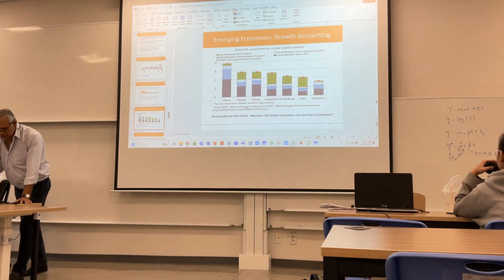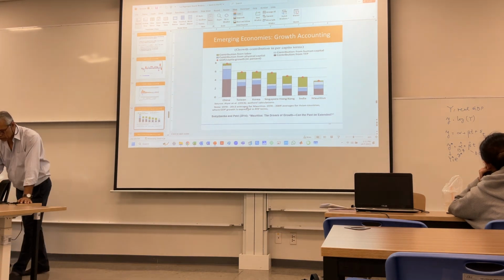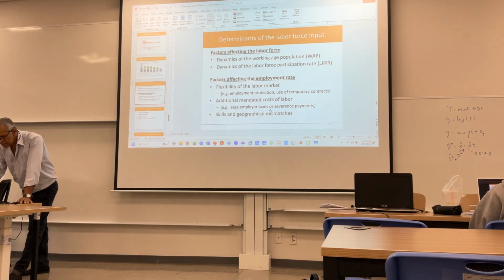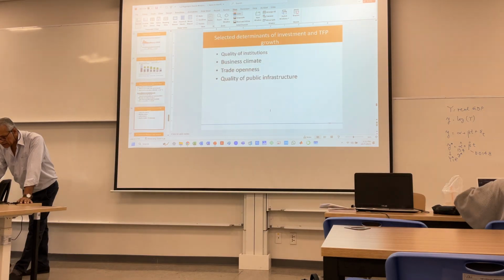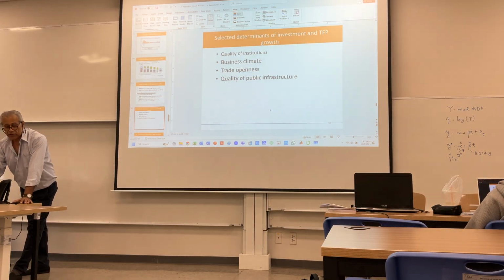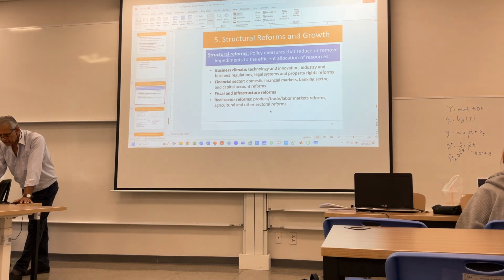And this is a cross-country comparison of the contribution of factors of production and total factor productivity growth across a range of countries. Once again, the quality of institutions, business climate, openness to trade, and quality of public infrastructure are all factors that determine investment and the growth of total factor productivity.